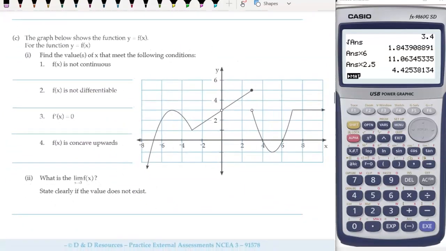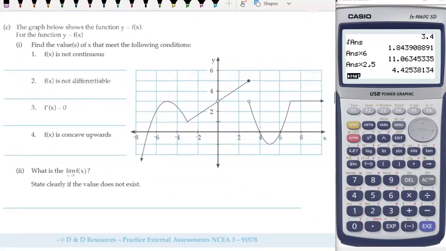Okay, for part C, we've got one of my favourite types of questions here. So for this first one, we want to find when f of x is not continuous. Now, continuous means you can draw the graph without taking your pen off the paper. So anywhere that we have to stop and take the pen off the paper, that's when it's discontinuous. So the first one is right here when we've got a hole in the graph. So that is happening at x equals 0. And the second one is here where we have a very significant gap in our graph, and that's happening where x is 3.